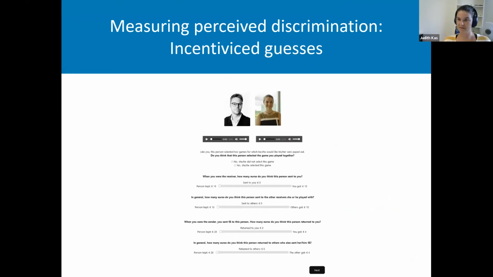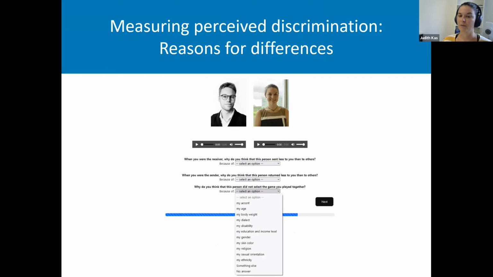This is the page that we will show where people can indicate their guesses. They can move sliders to say, okay, I think Merlin sent so much to me, so much to others. I think Merlin selected this game or not. And then for the question about differences between the amounts, we let them choose why they think there's a difference. So is it because of your accent, your age, your body weight, your dialect, your skin color? We have a lot of different reasons in there.